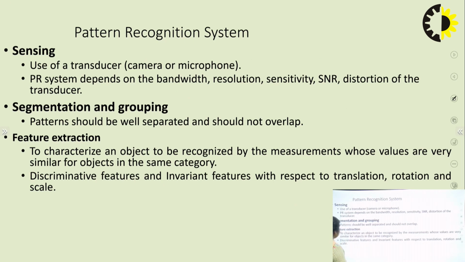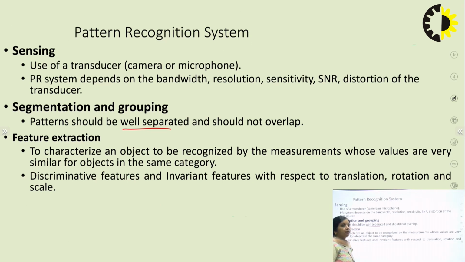So we should do the segmentation such that all the patterns are well separated. We should be able to recognize that there is a different car behind. Both cars should not be in one segment. Both should be segmented separately. Patterns should be well separated and should not overlap. Then only can we say that there is one car behind another car. If we make it one segment, then we won't be able to recognize the two cars.